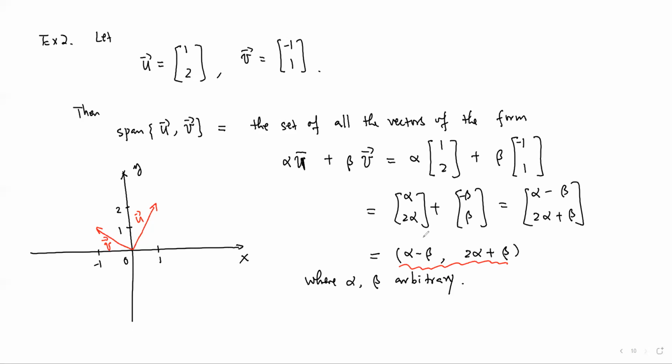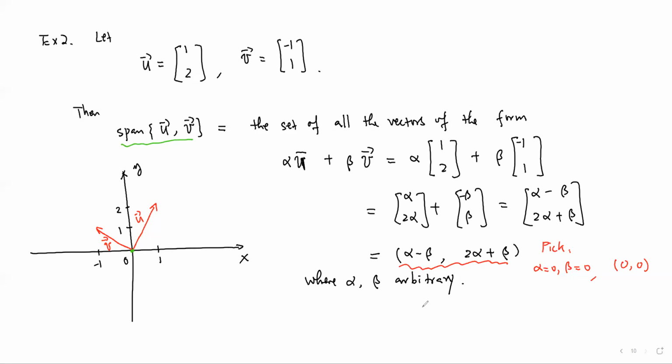Now, let me plot all these points. Alpha, beta, arbitrary. Okay. Say, let me pick alpha is 0, beta is 0. Then plug in 0 in alpha, beta. Then we get (0, 0). This point is in the span. So this point is in this set.